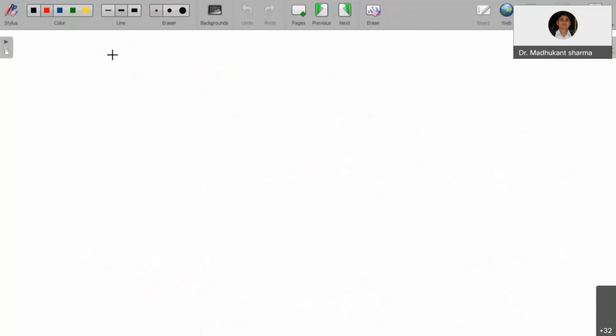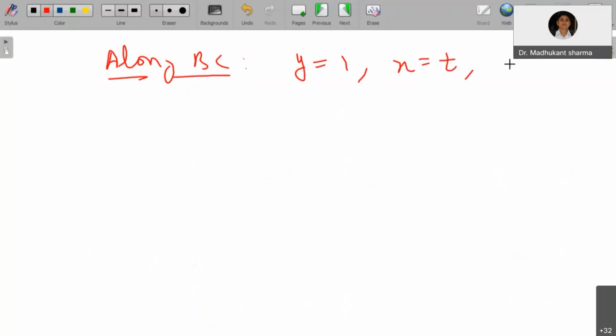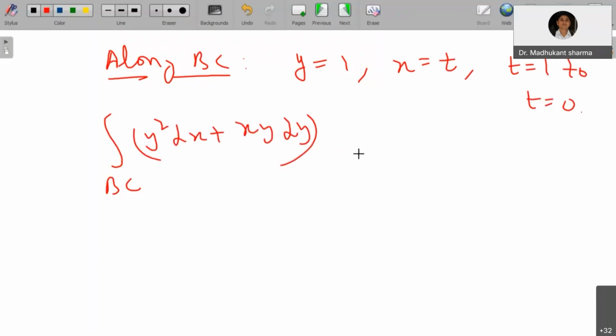Now, along BC, if you recall, y is equal to 1 and x equals t. Since we are oriented in the positive direction, t goes from 1 to 0. So the integration along BC of y square dx plus x times y dy is the integration from 1 to 0. Now y square is 1, dx is dt, dy is 0. So this is going to be minus 1.